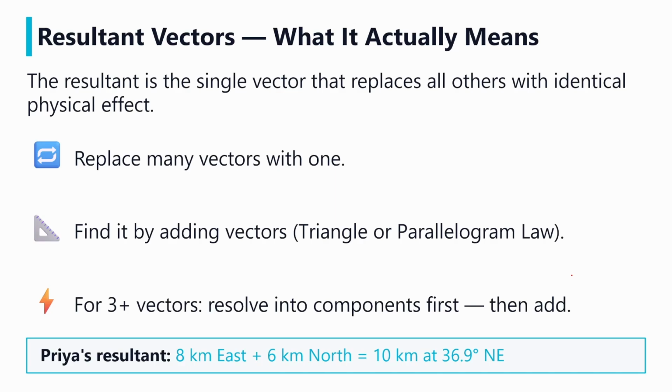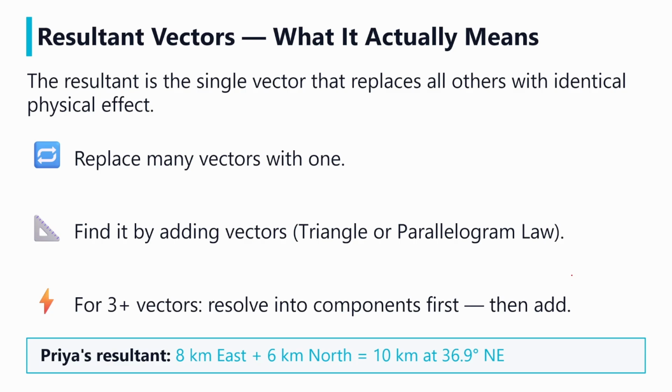Now, we have been using this word resultant vector for so long, right? But what does it actually mean? So the resultant vector is a single vector that has the exact same effect as all the original vectors combined. So for Priya, the result was a straight line arrow from the warehouse to the customer's house, 10 kilometers at 36.9 degrees north of east. One vector. Same effect as the north legs and east legs combined.